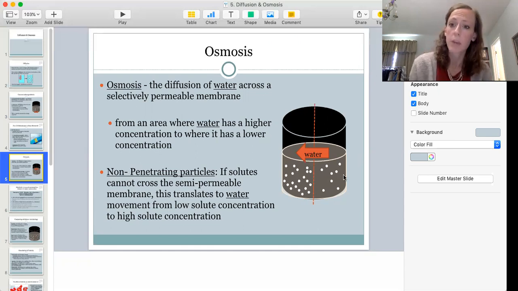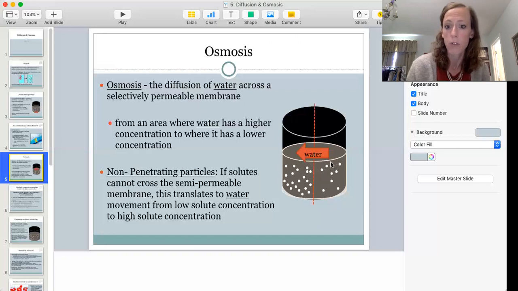But sometimes we have what's called non-penetrating particles. So the solutes, because of size or charge or regulation by the cell membrane, if the solutes cannot cross the membrane, the semi-permeable barrier, then what might happen to even out the concentration gradient is that water would move in the reverse direction to, again, equalize the concentration gradient.